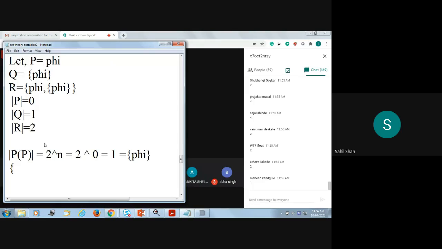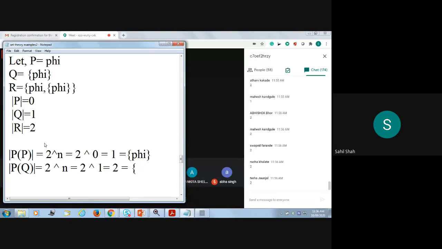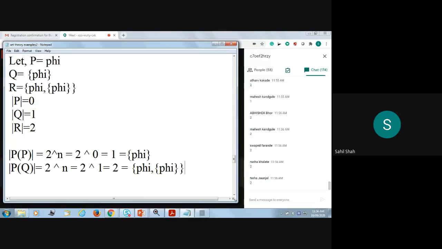So how many elements do we have in the power set of Q? That will be 2 raised to 1, which is 2. So now, please be careful. I have to have 2 elements now. What are those elements? Are you getting how phi comma {phi} comes here? How is {phi} coming in the power set of Q? Are you getting this point? Yes. So this is confusing, no? That is the reason why I have taken this example. Okay. Now let us go for the next.